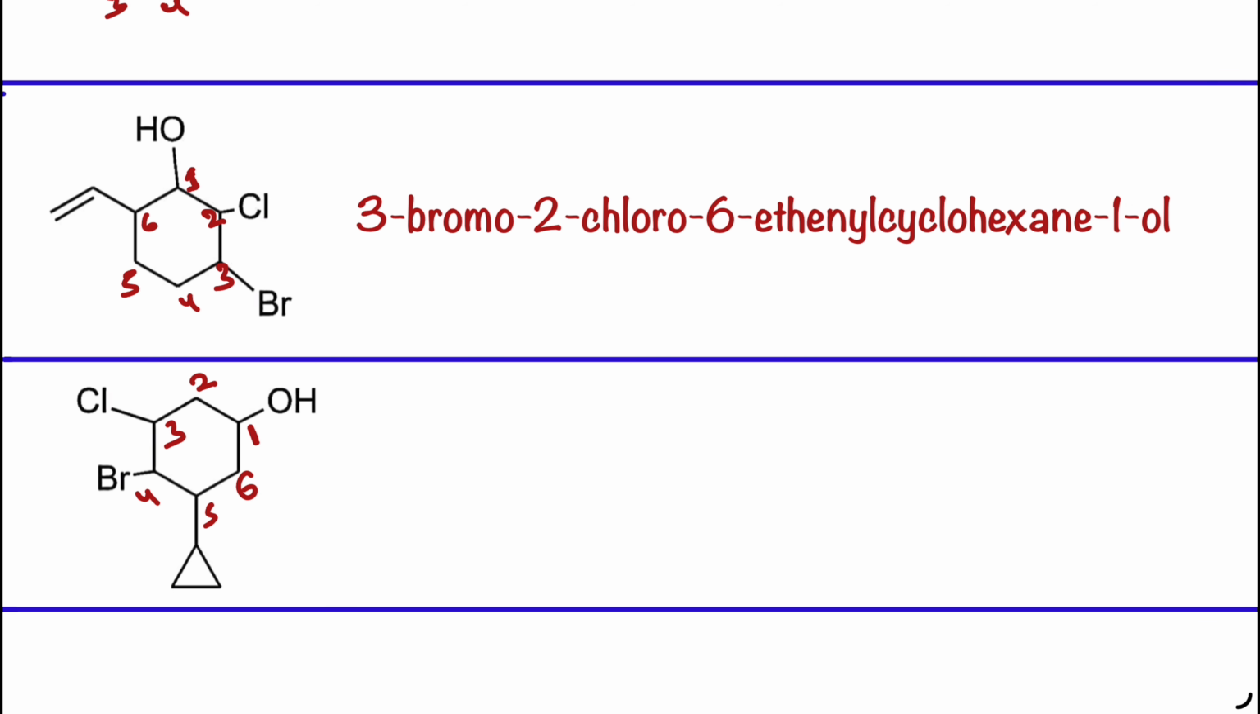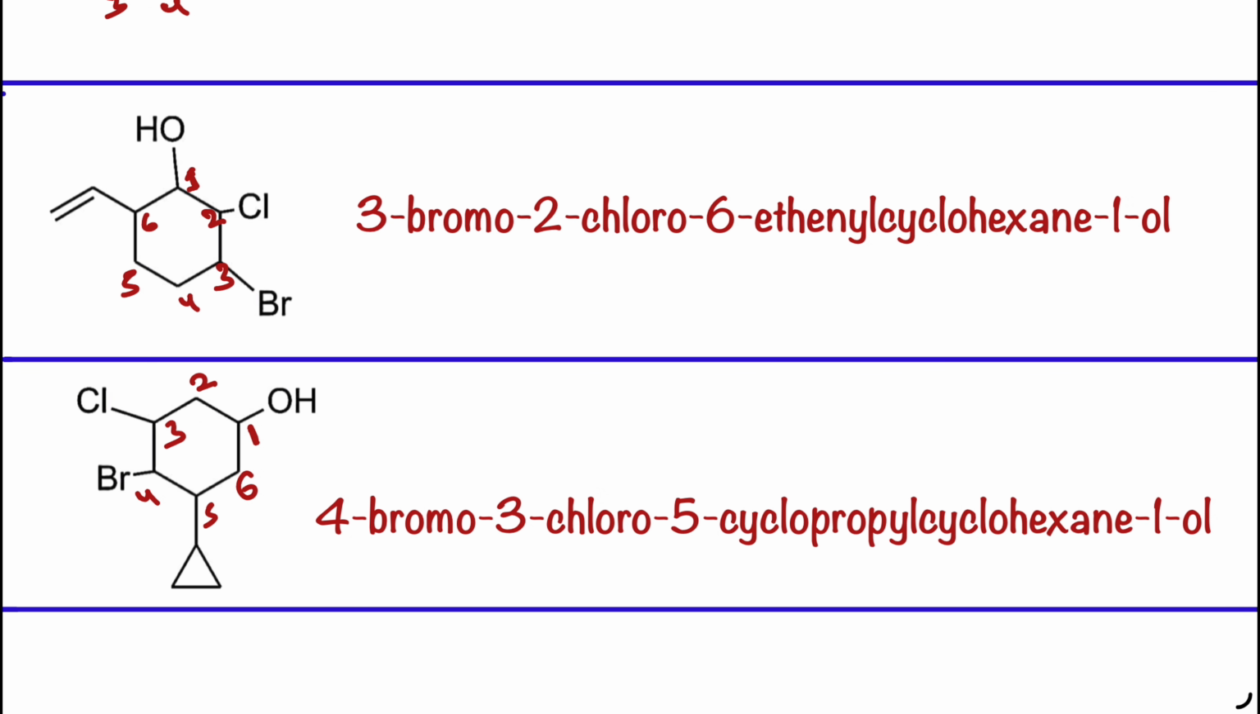Now the prefixes should be arranged in alphabetical order: 4-bromo, 3-chloro, 5-cyclopropyl, cyclohexane-1-ol. You can observe here I didn't drop the E because the locant 1 is separating E and O.